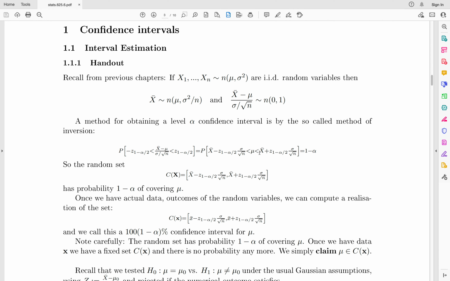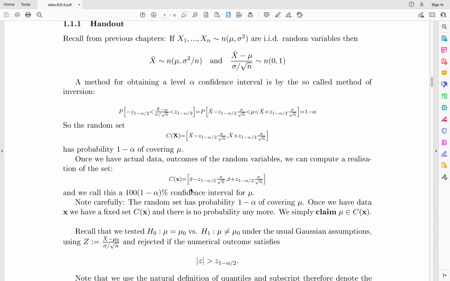And so the probability of this random interval encompassing mu becomes 1 minus alpha. So the random set has a 95% probability of covering mu if alpha is 0.05. Now, once we have actual data, so we have outcomes of these random variables, we can compute the corresponding interval, and it's just a realization of this set. So we start with a random set, and then we plug in data and we call that a confidence interval, or a confidence set in a general case.